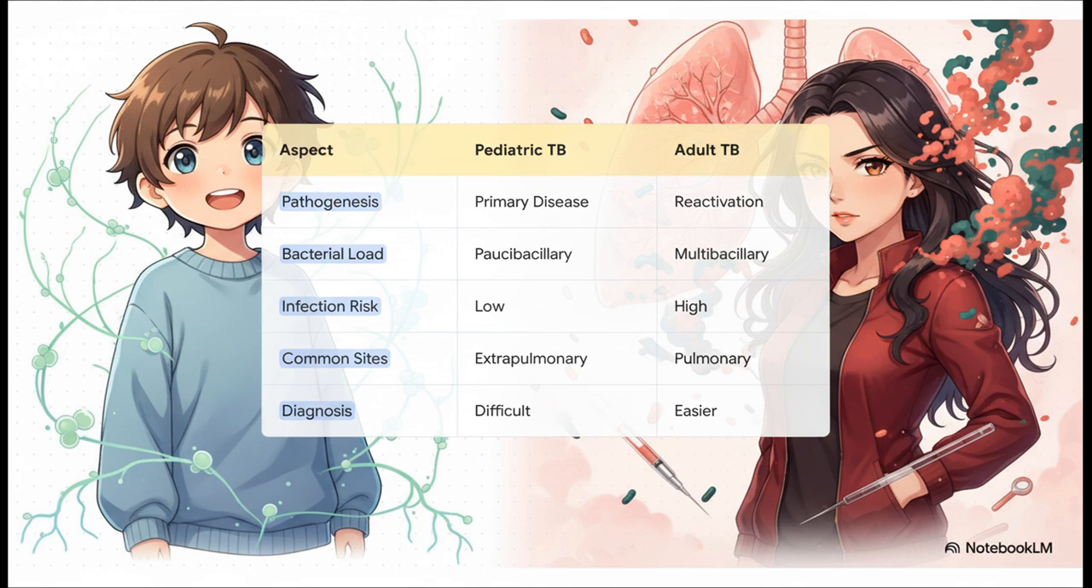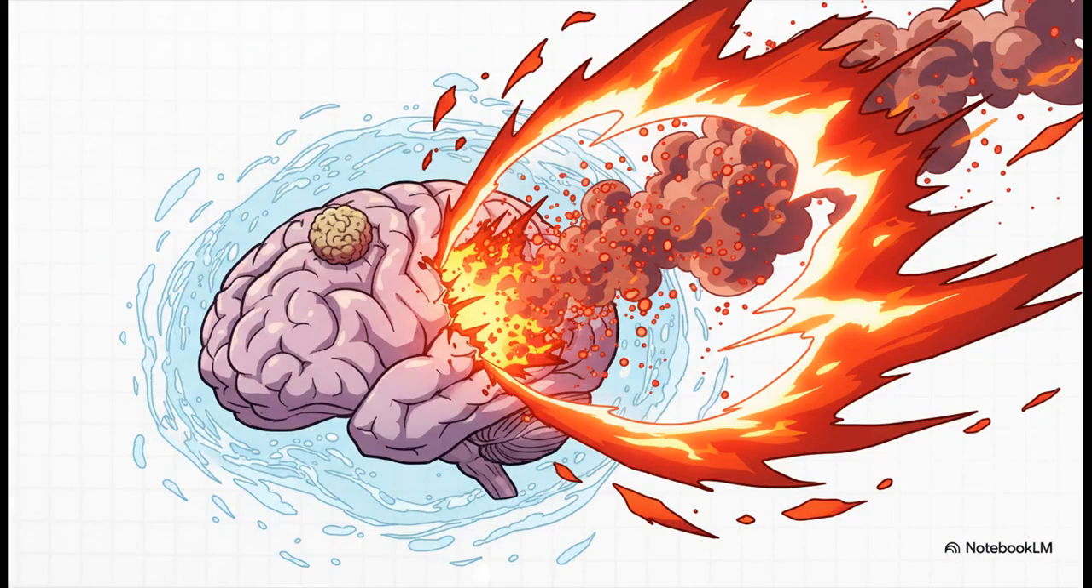Adults, on the other hand, usually have a multibacillary reactivation disease with cavities in their lungs. This makes them highly infectious, but it's also a lot easier to get a positive sputum sample. So, how exactly does TBM happen? It's not what you might think.